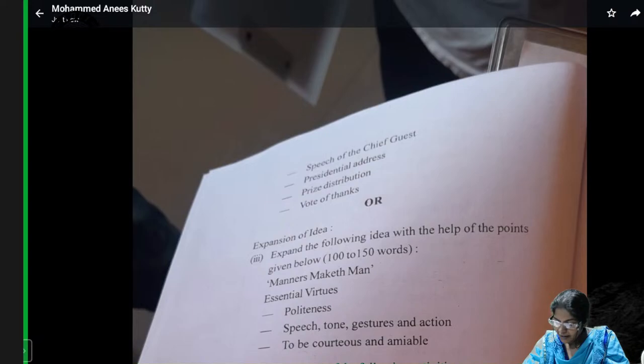And an individual's character is woven with a lot of things, through his mannerism, politeness, his action, words. Okay. And it influences, and it also speaks volumes about us as a person. So manners definitely make man. Okay. So you can write this out.